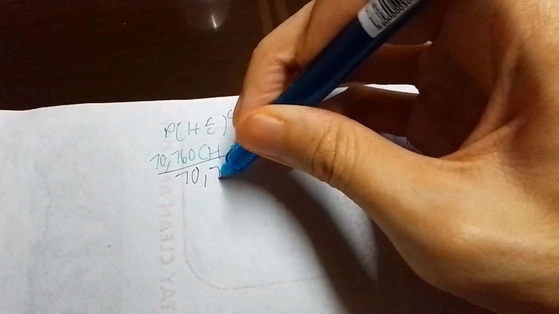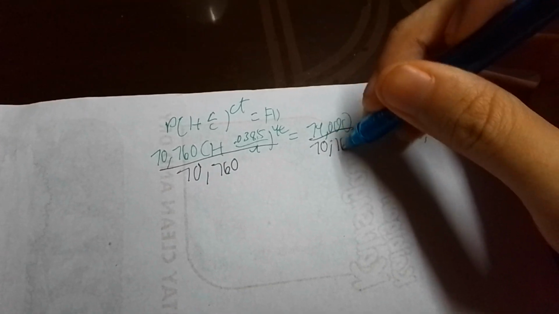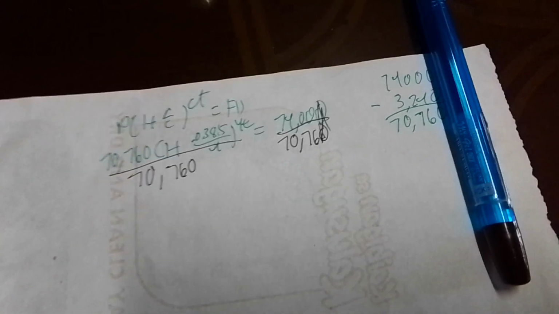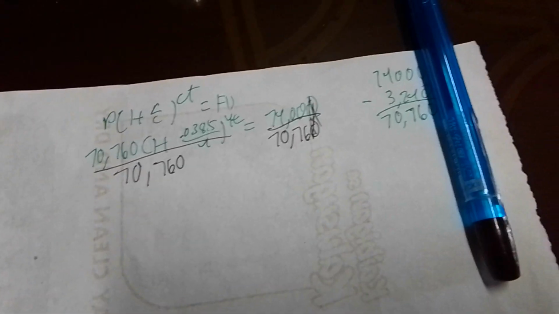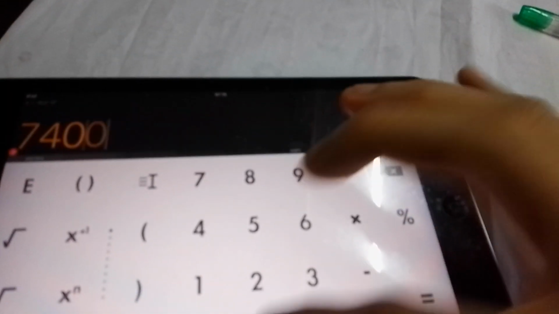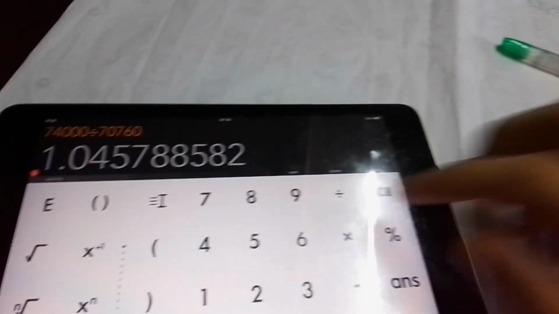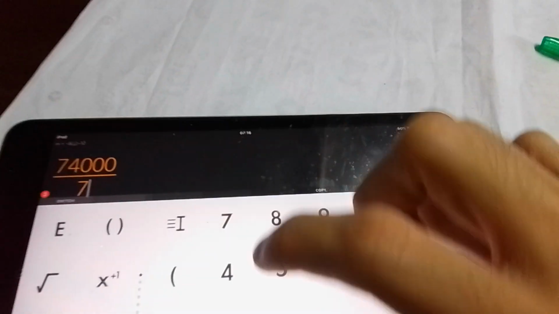So the first thing that we need to do is divide both sides by 70,760. Doing that, the zeros cancel, and you're supposed to get this answer. I think it's better we do it on a calculator to double check. So we have 74,000 divided by 70,760. You're supposed to get 1.04578852 something. Or if you want to remain that as a fraction, you can do it this way.